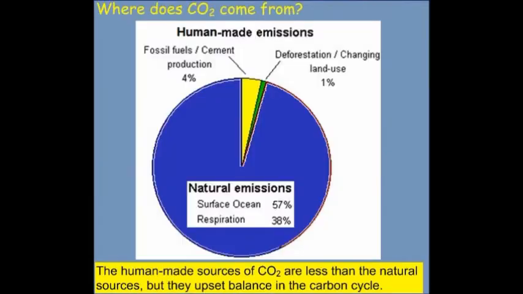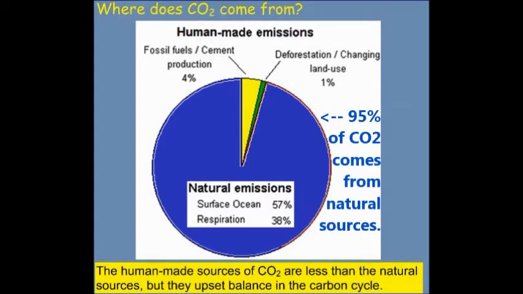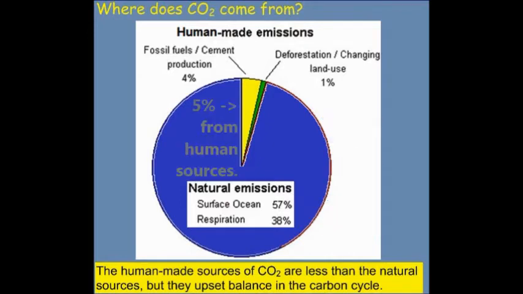Well, we know that CO2 is one of the main greenhouse gases, and the question is, where does it come from? It turns out about 95% of the CO2 in our atmosphere actually comes from natural sources. About 5% comes from human-made emissions from fossil fuels or cement production and deforestation and changing land use. Even though this is only about 5%, that's enough to upset the balance in what's called the carbon cycle.